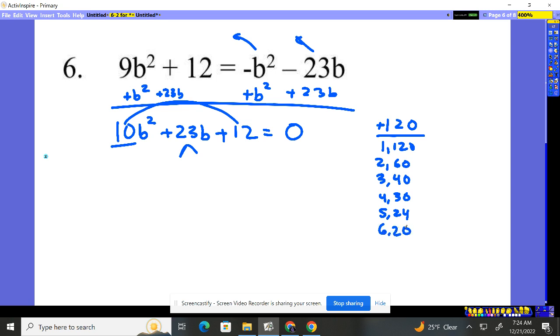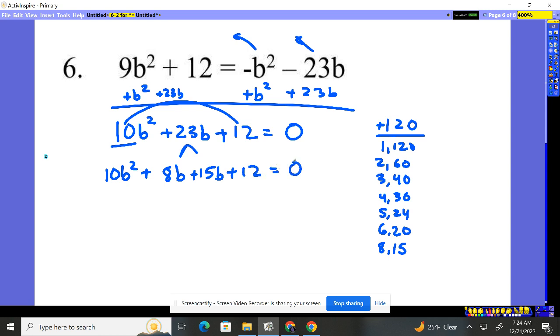6 and 20 is 120. There's a lot here, aren't there? 7 and nobody. 8 and 15. Wait, 8 times 15 is 120, and added together, it's 23. That's who it is. So I'm going to break it up into an 8b and a 15b. It doesn't matter if you put the 15 first and the 8; it's not going to make any difference in the end. So here we have 10b squared plus 8b plus 15b plus 12 equals 0.